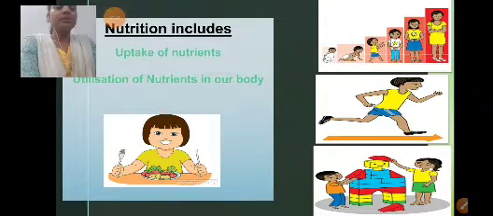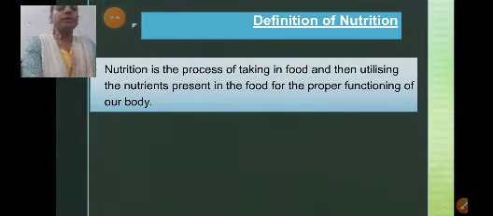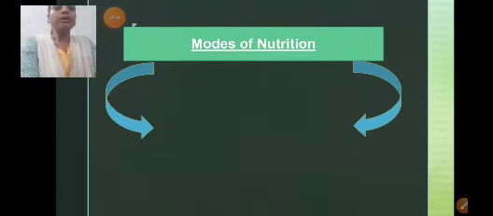So, what happens in nutrition? Nutrition includes the uptake of nutrients in our body and then the utilization of nutrients for the proper functioning of our body, that is for growth, for energy production and also for building our body. So let us now define nutrition. Nutrition is the process of taking in food and then utilizing the nutrients present in the food for the proper functioning of our body.